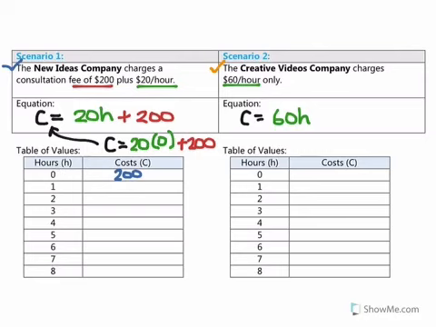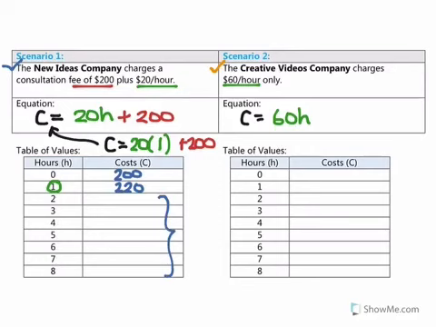Now let's just change that up. Okay, so we'll change up this as well. If we try to do 1 hour, well then you're just going to change this to a 1. 20 times 1, $20 that you have to pay, plus the $200, that means that you're going to have to pay $220 now. So you know how to do the rest. I want you to fill out all of this.